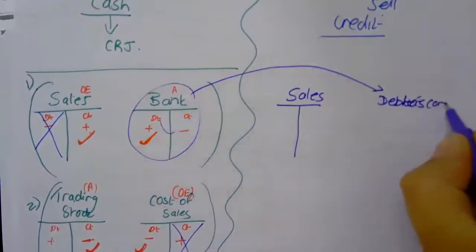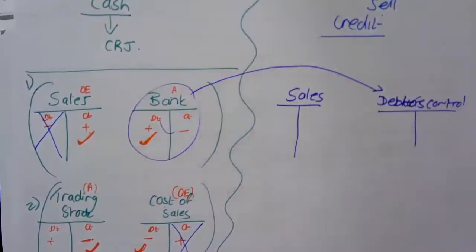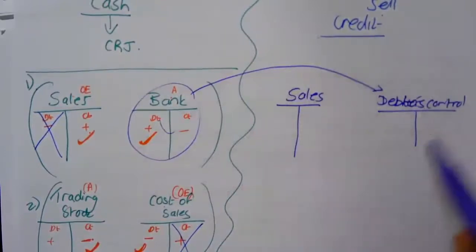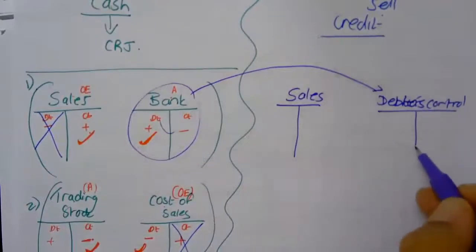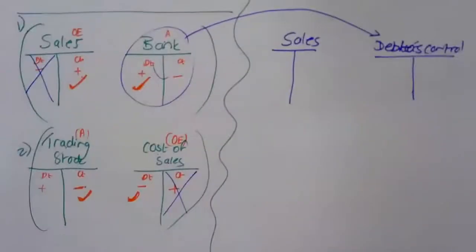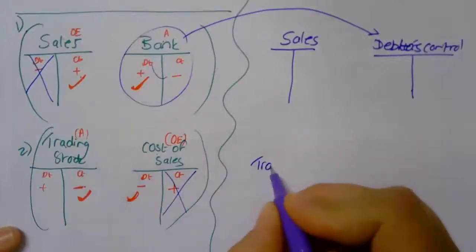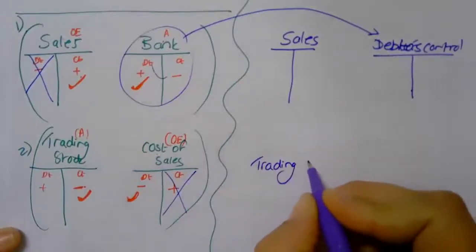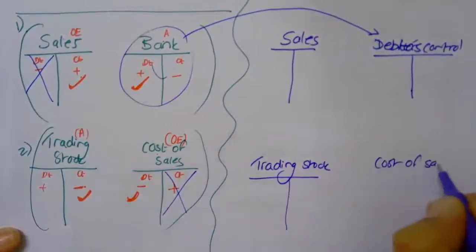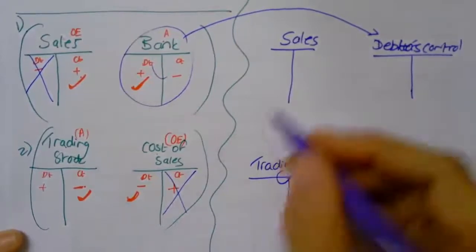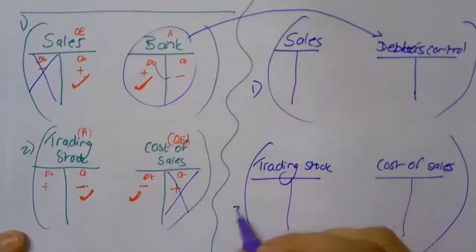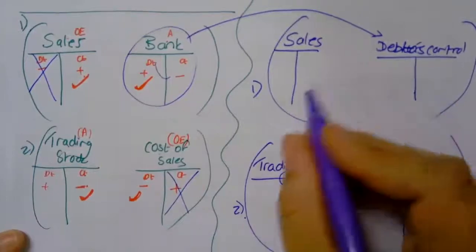debtors control. Because we're not receiving money, we are still having a sale, but it's on credit, and the person that buys from us on credit is in debt to us, so they are called our debtors. But we are still selling trading stock, so that is still involved. And the value of the trading stock is still cost of sales. So this is still your first entry, and this is still your second entry. So these two go together and these two go together.